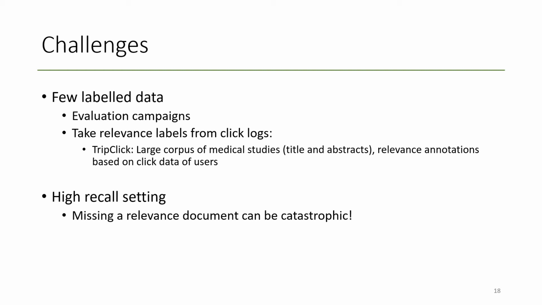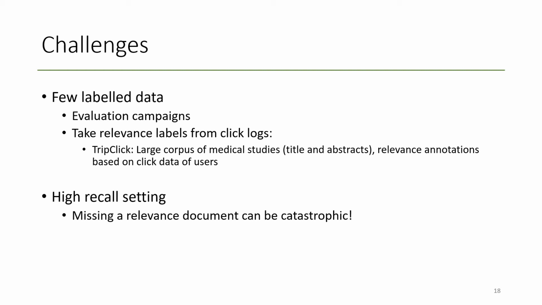And then, for example, you could also take relevance labels from other sources, for example, from the click logs. So if you have a search engine, you can track what the people click on, and what the people click on you can consider as relevant. And this is what, for example, was done creating the TripClick dataset. This is a large corpus of medical studies containing the title and the abstract of the studies and relevance annotations based on the click data of the users of the TripClick search database. So yeah, having few labeled data is really a challenge in the specific domains.